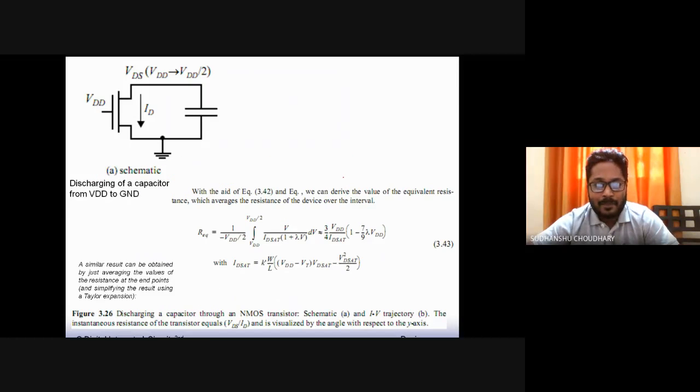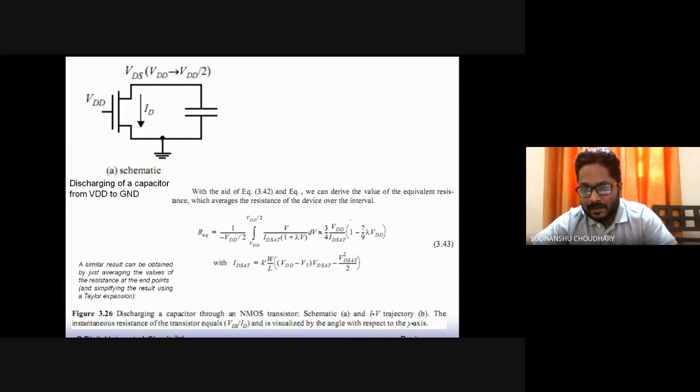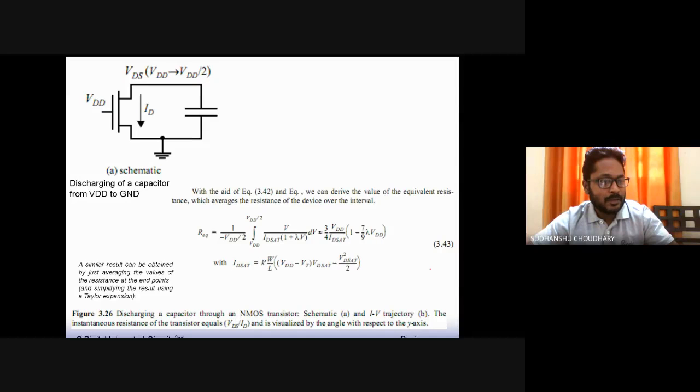Now let us apply this approach to find the R equivalent, that is, the equivalent on resistance of a MOSFET. Okay, time is up, sir. Okay, time is up. Do you have any other class after this? Sir, we have lunch after that. Lunch. Yeah, it's 12:35. So can we wait for 10 minutes? Maybe I'll finish this.